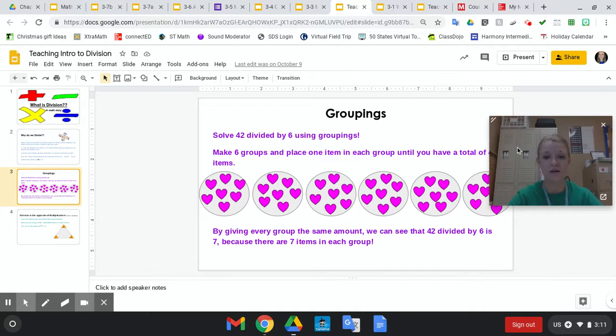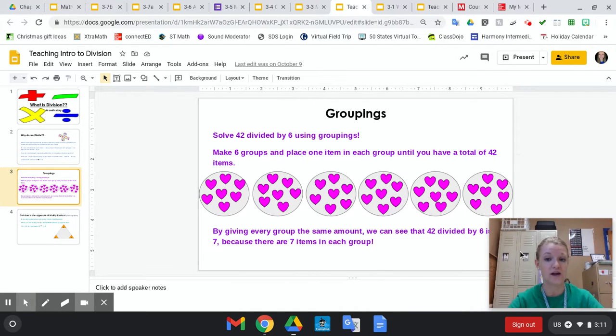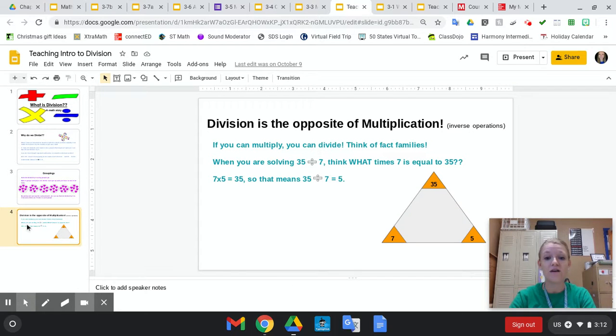We can also think about division in terms of grouping. If I have 42 students and I need to split them into 6 groups, I can draw 6 groups and then go 1, 2, 3, 4, 5, 6, and so on until I get all the way to 42, which obviously takes a very long time. Again, groupings are more for a visual. If you can't picture a problem, draw it yourself. Create your own creation.